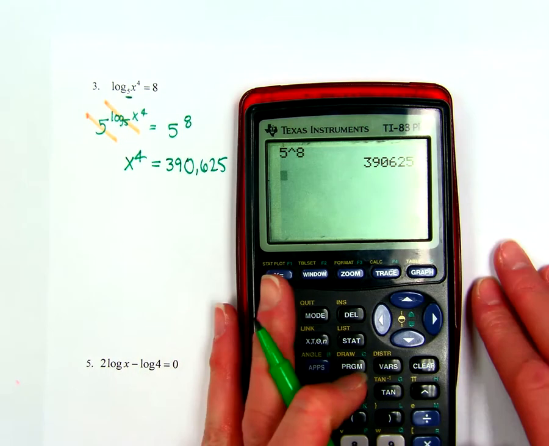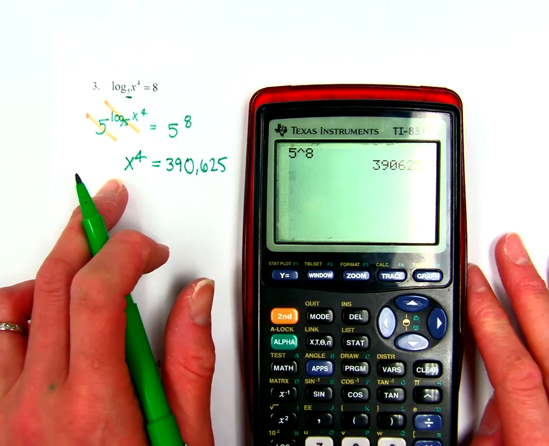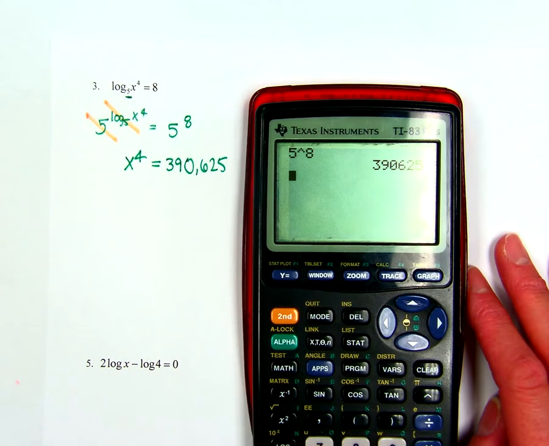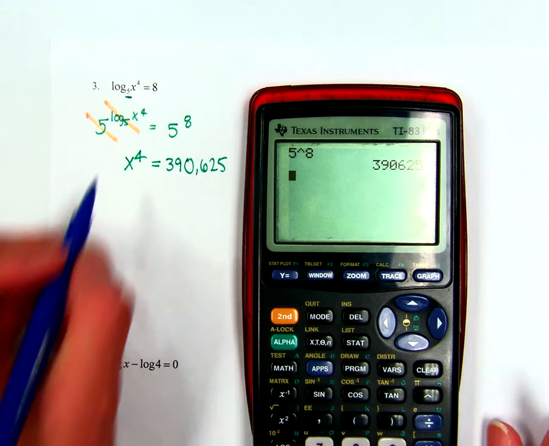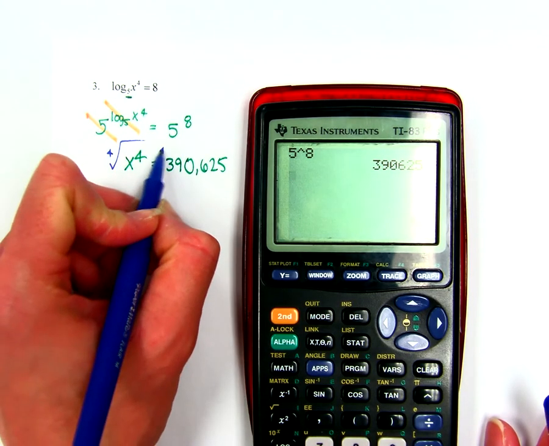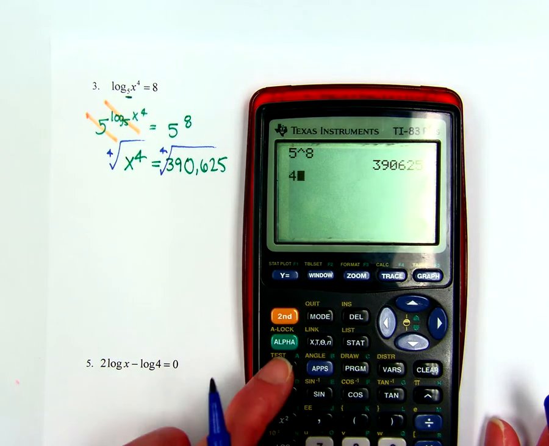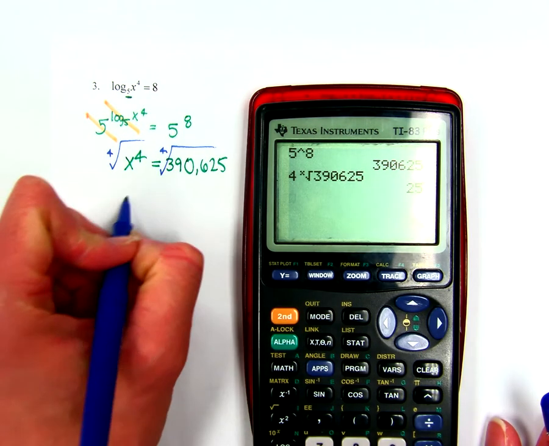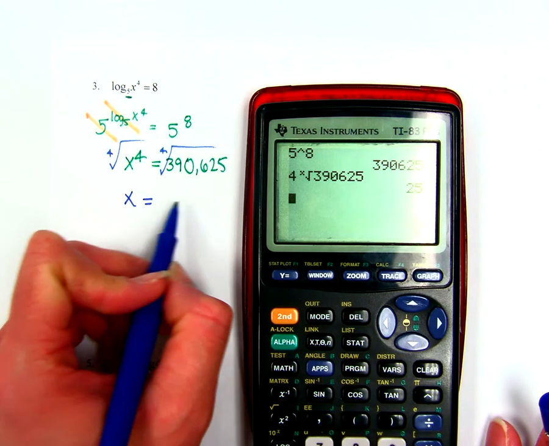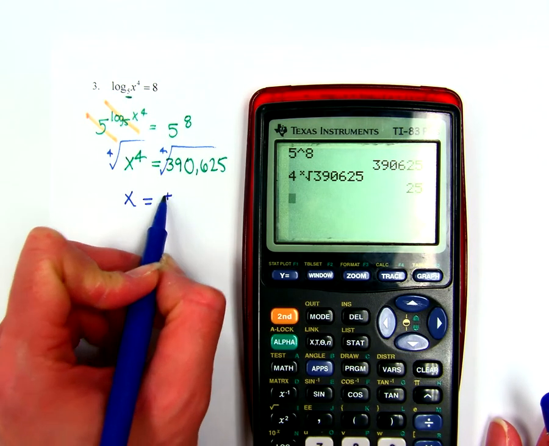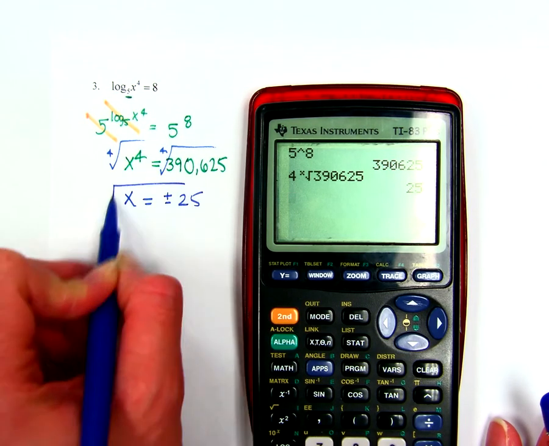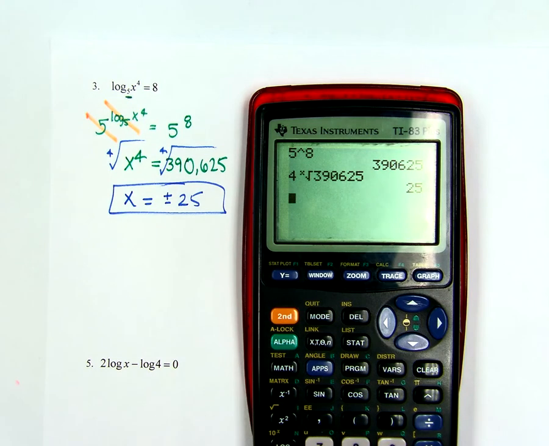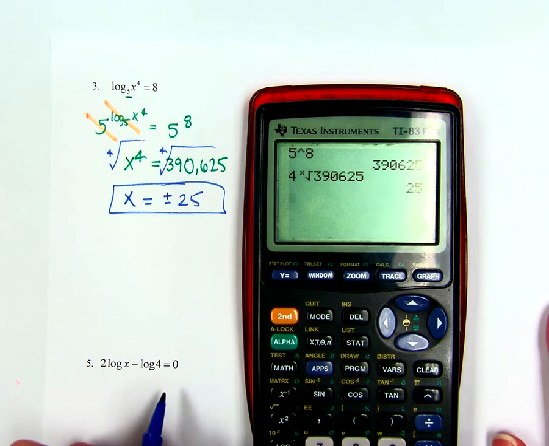390,625. All right, so now to solve this, I'm going to take the 4th root of each side. That can undo that, so I'm going to do the 4th root of 390,625, and that gives me x equals 25. Actually, it gives me x equals plus or minus 25. Just like when you take the square root of both sides, you say plus or minus, you should have plus or minus here.